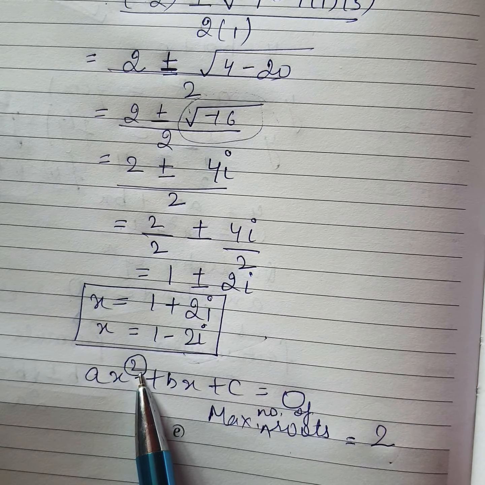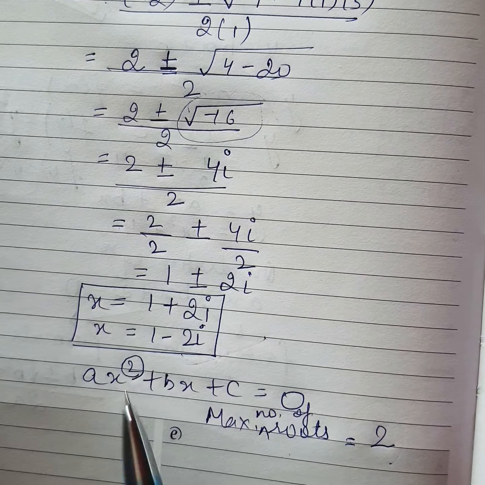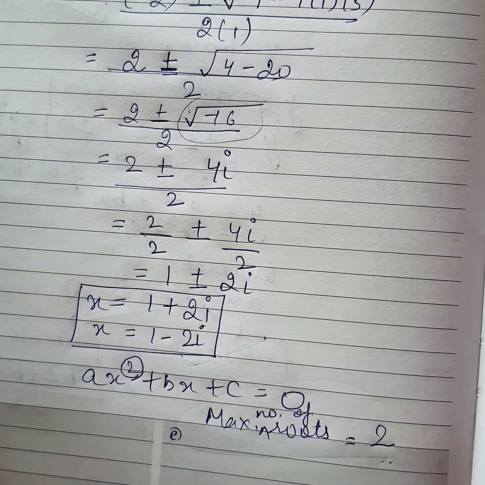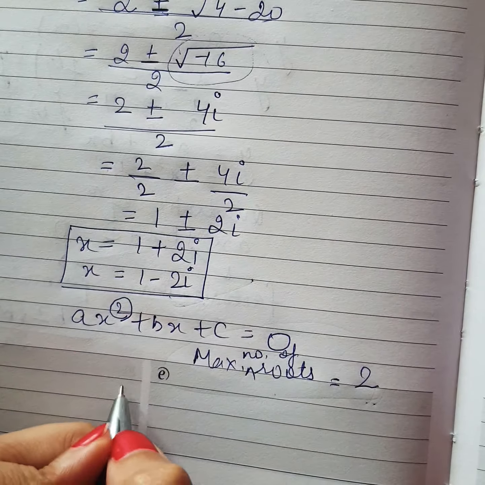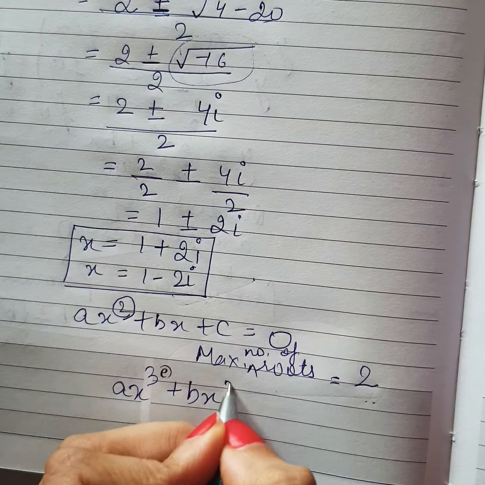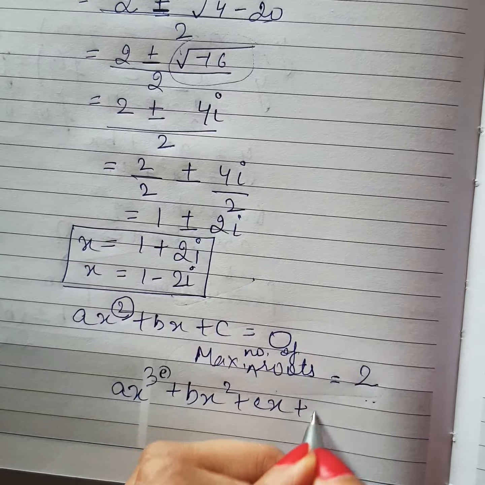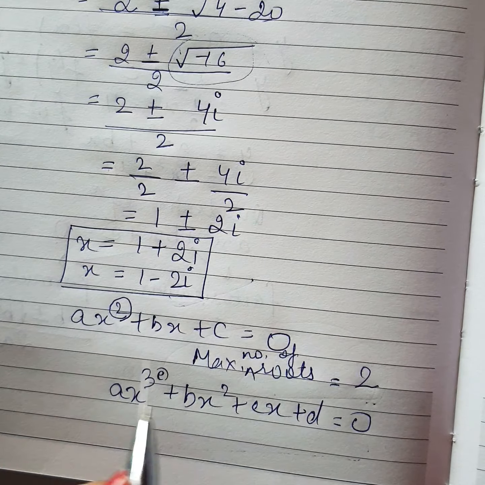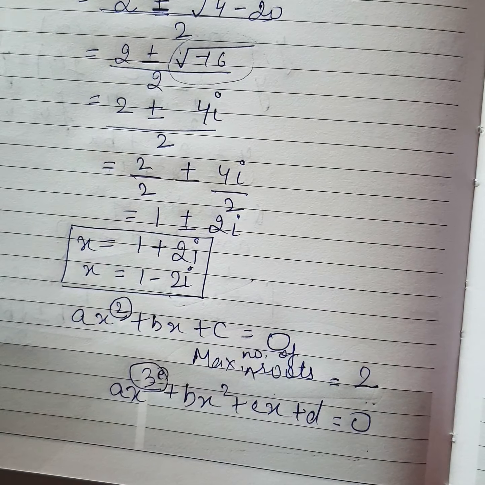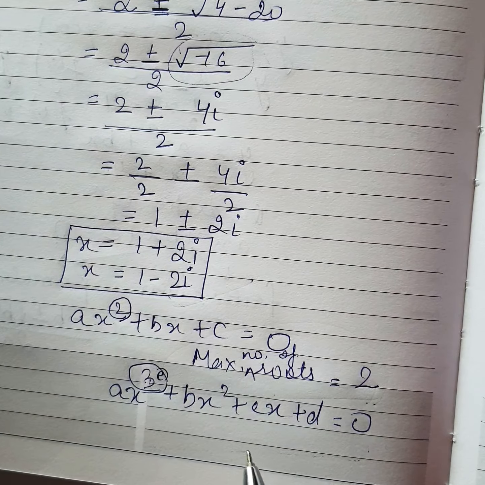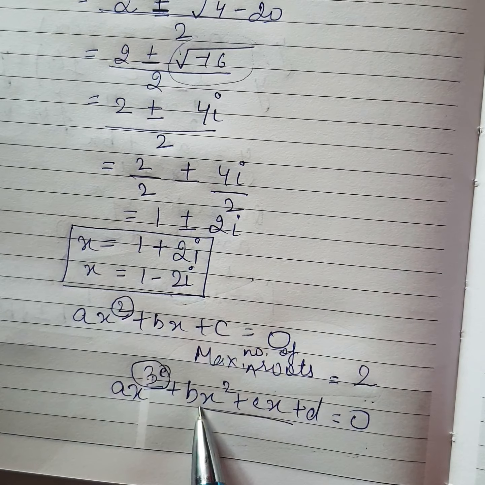The maximum power of a particular equation decides how many roots that equation is going to get. If I have an equation of power 3, suppose ax cube plus bx square plus cx plus d equals 0, then this is definitely going to have 3 roots. So the maximum power defines how many roots that equation is going to get.